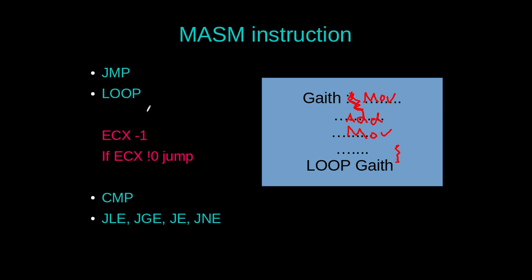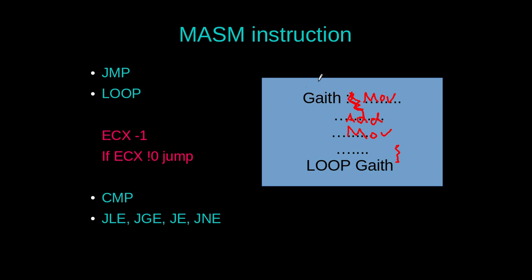What's good in the loop instruction here is what? Loop does this by default. What does it do? It checks if ECX, the counter register, doesn't equal 0, jump or loop to what? Go back to Gaith here, and it decrements the counter ECX. So if I had ECX as 10, how many times is it gonna loop? 10.